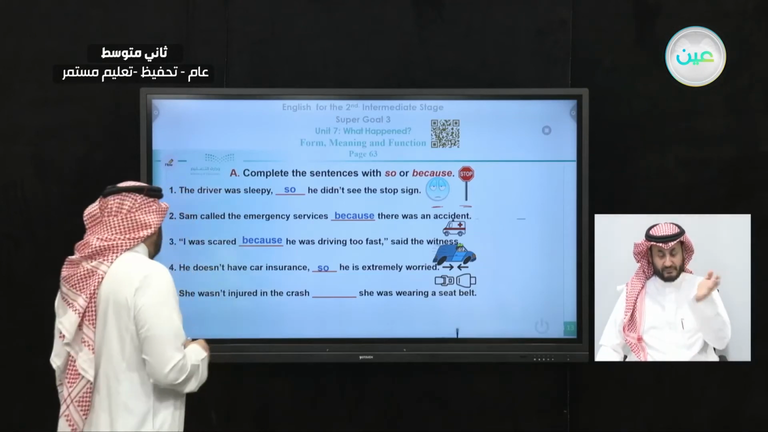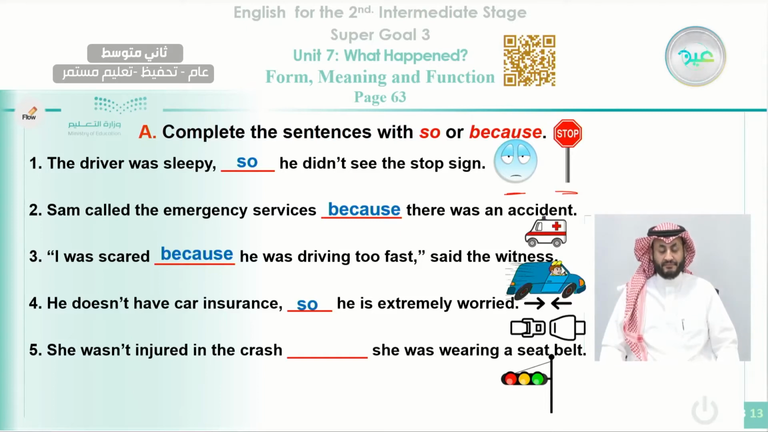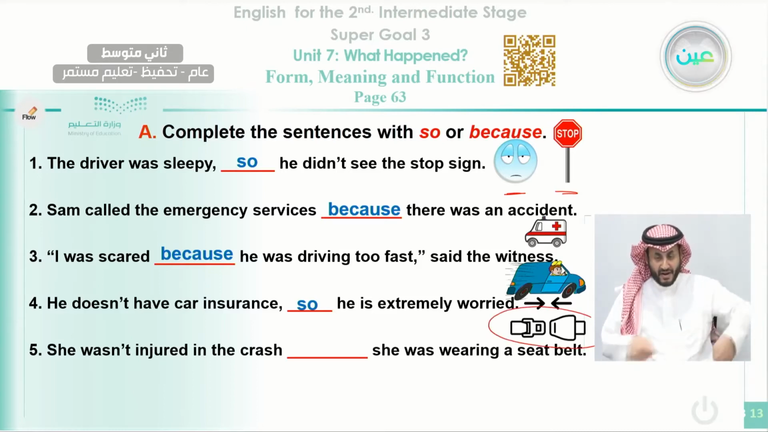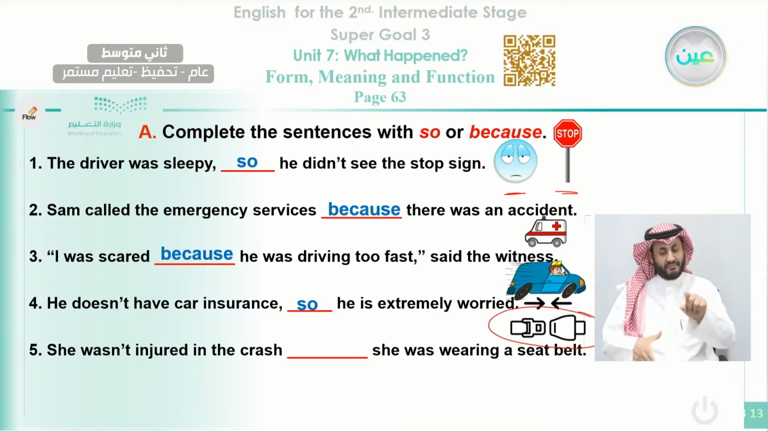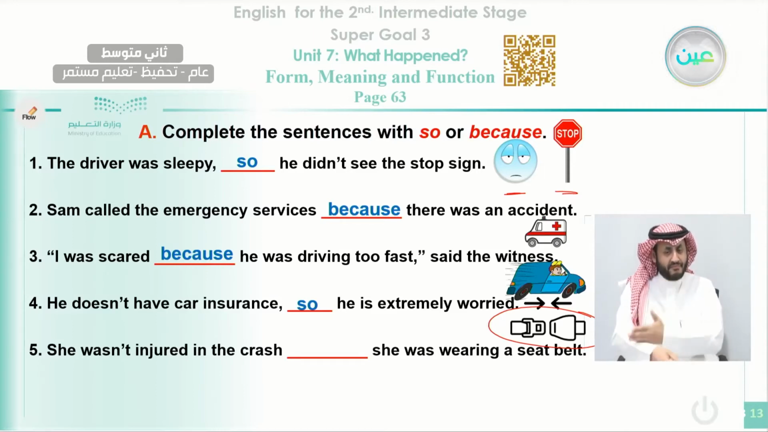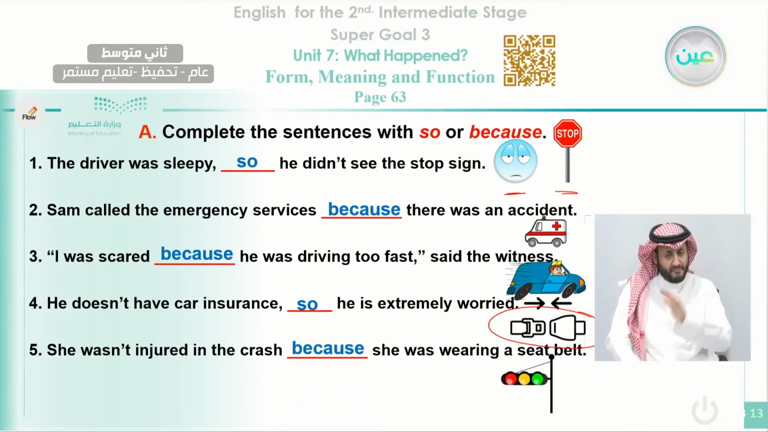And number 5, she wasn't injured in the crash. She was wearing the seat belt, as you can see here. This is the seat belt. She was not wearing it. She has not fastened the seat belt. So she was fastening the seat belt actually, and she wasn't injured. This is a reason. So we can say here because.